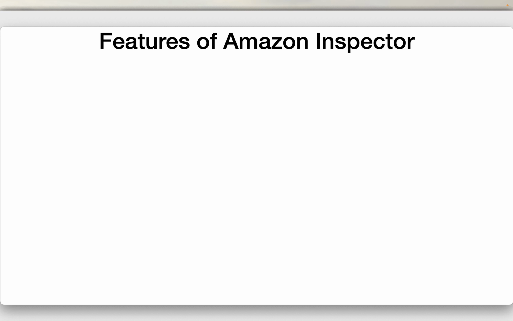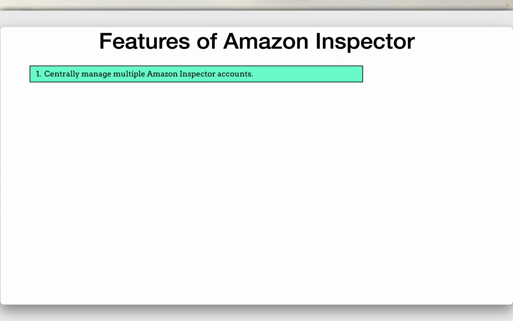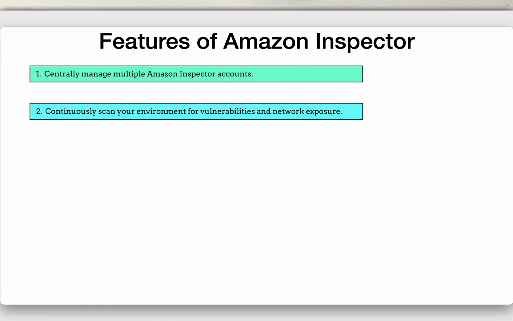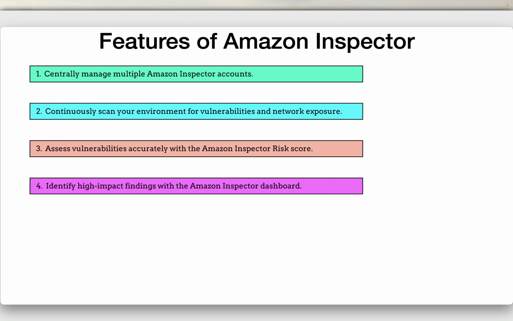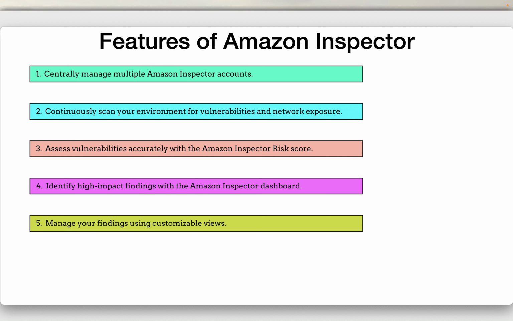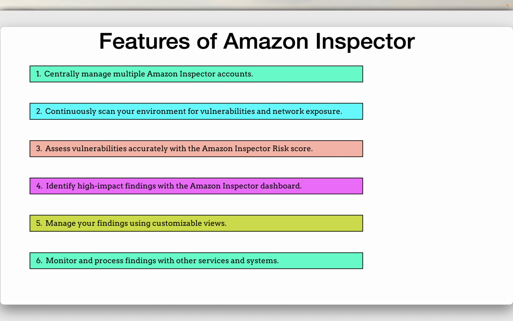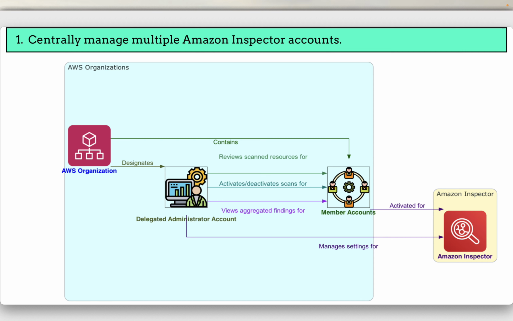Features of Amazon Inspector: centrally manage multiple Amazon Inspector accounts, continuously scan your environment for vulnerability and network exposure, assess vulnerabilities accurately with Amazon Inspector Risk Score, identify high impact findings with Amazon Inspector Dashboard, manage your findings using customizable views, and monitor and process findings with other services and systems. So I'll be going through each of these 6 features one by one. First one, centrally manage multiple Amazon Inspector accounts.